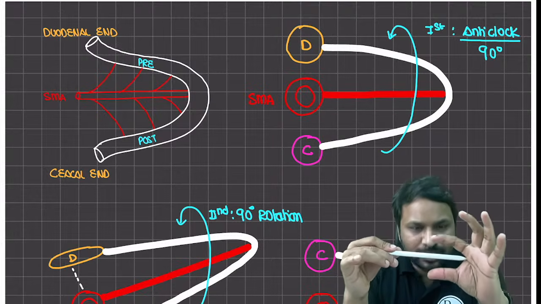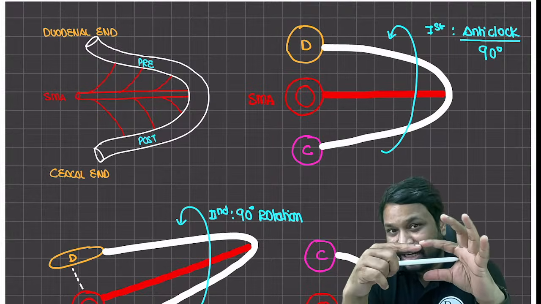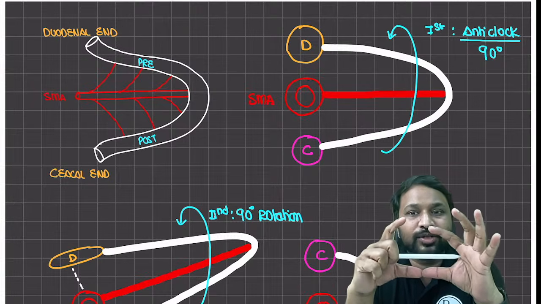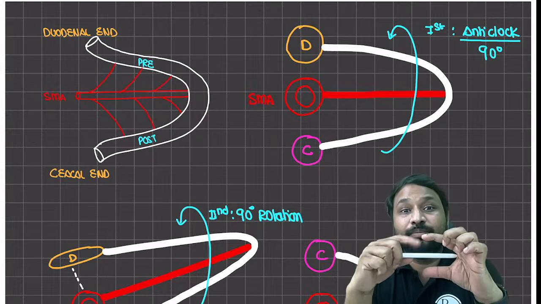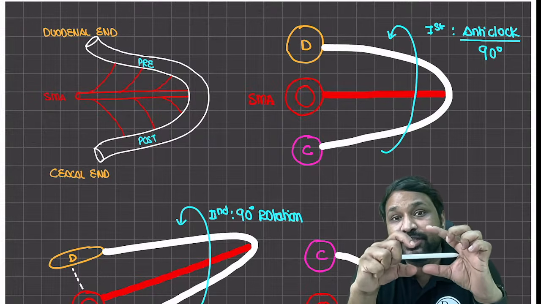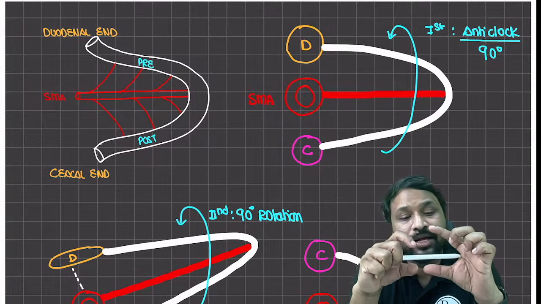Now the midgut which is present is divided into the cranial end, which is on the head end, and the caudal end, which is on the toe end. The cranial end is also called as pre-ilial, before the artery, and this, the caudal end, or also called as the cecal end, is the post-ilial.